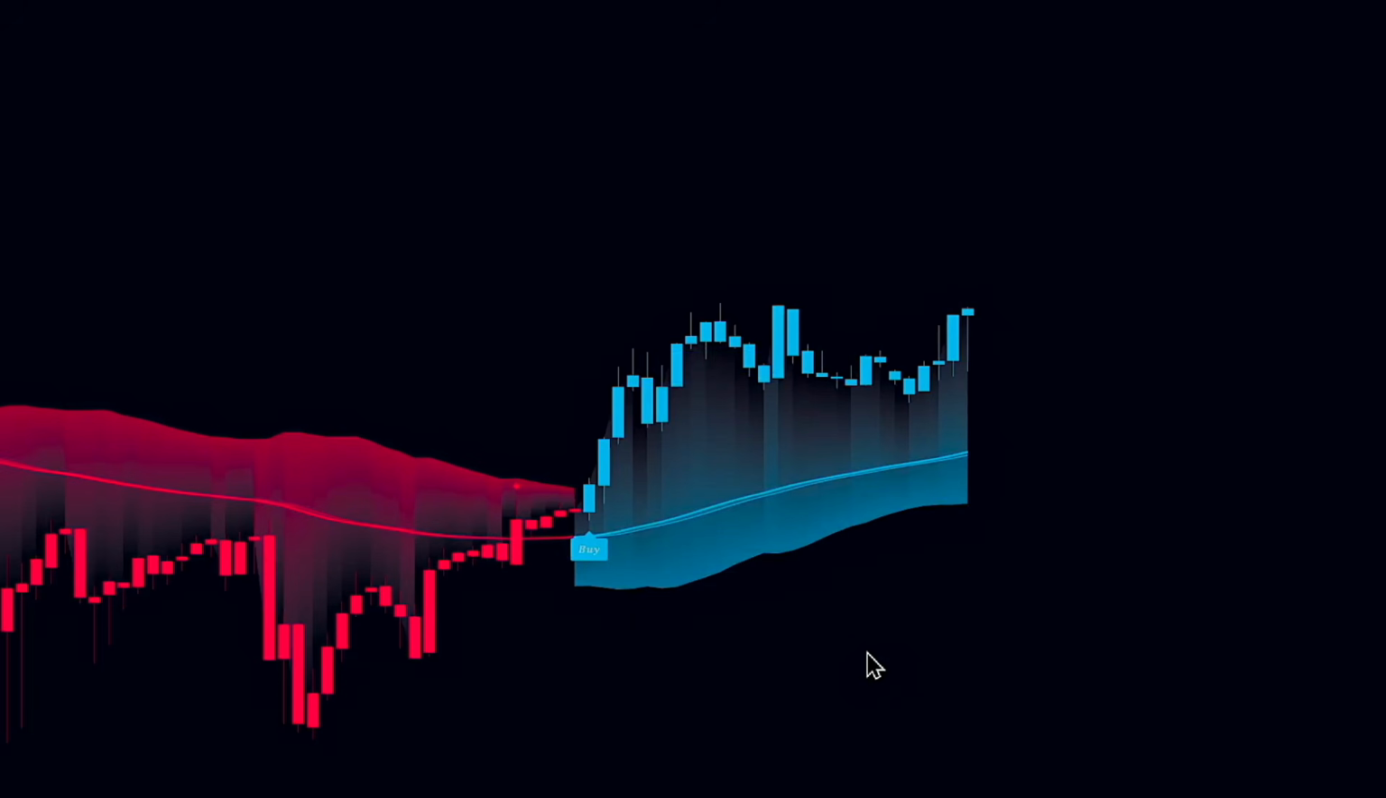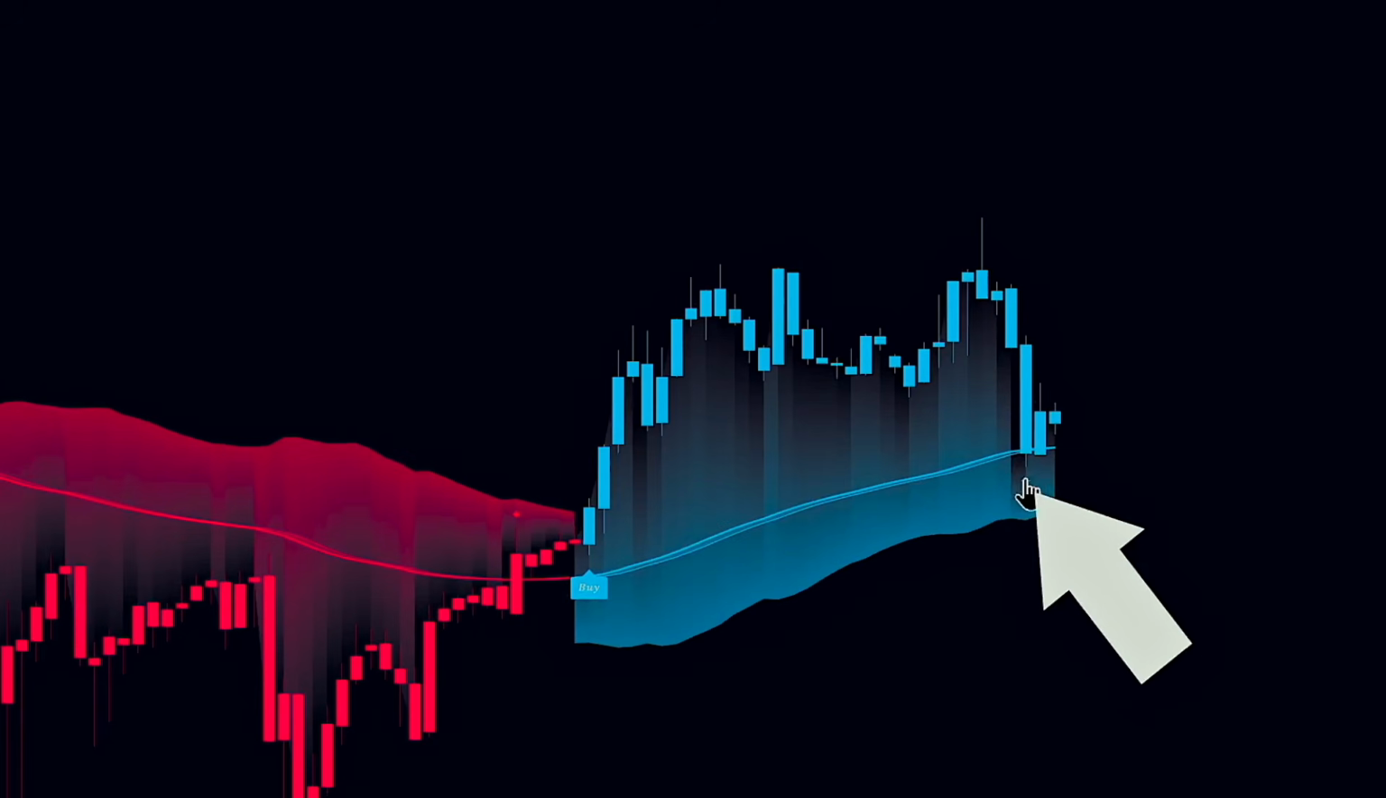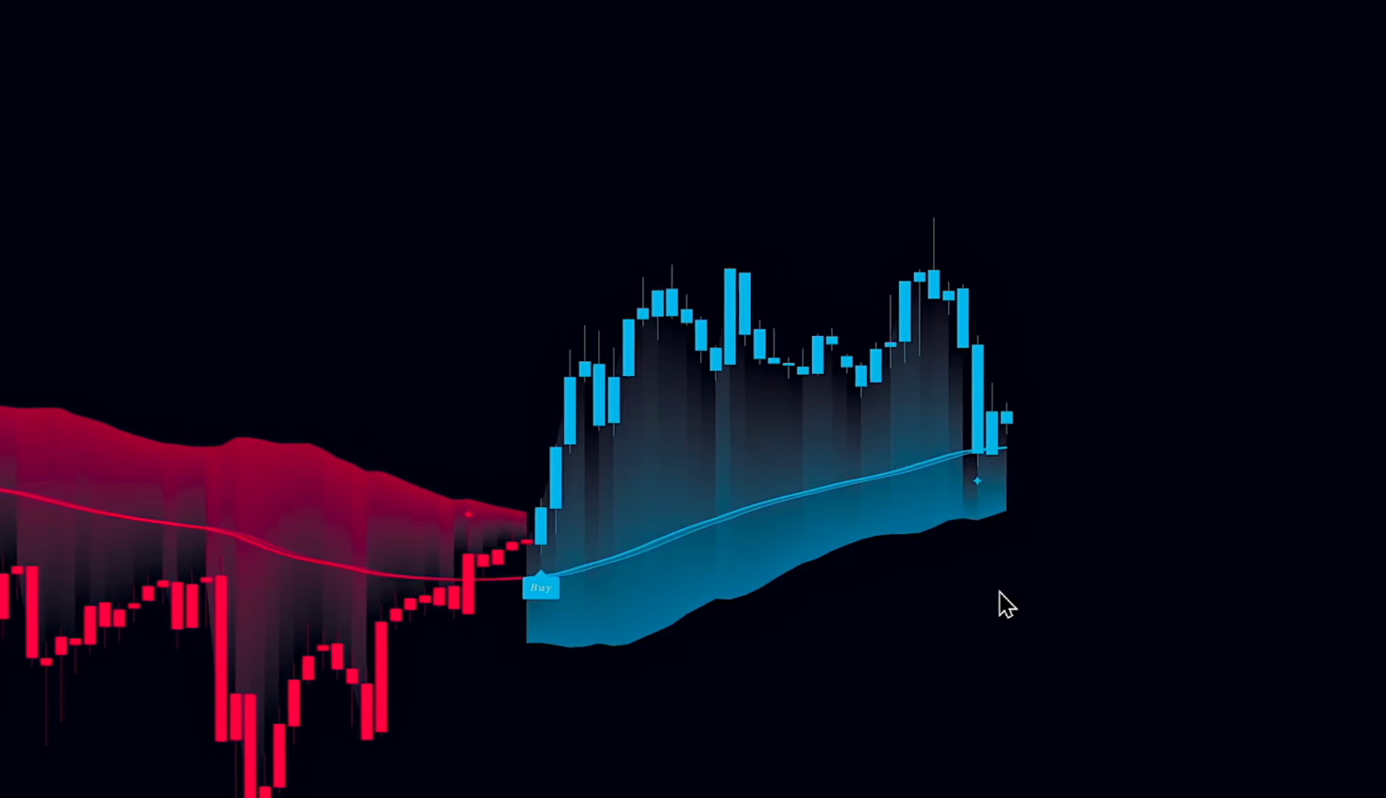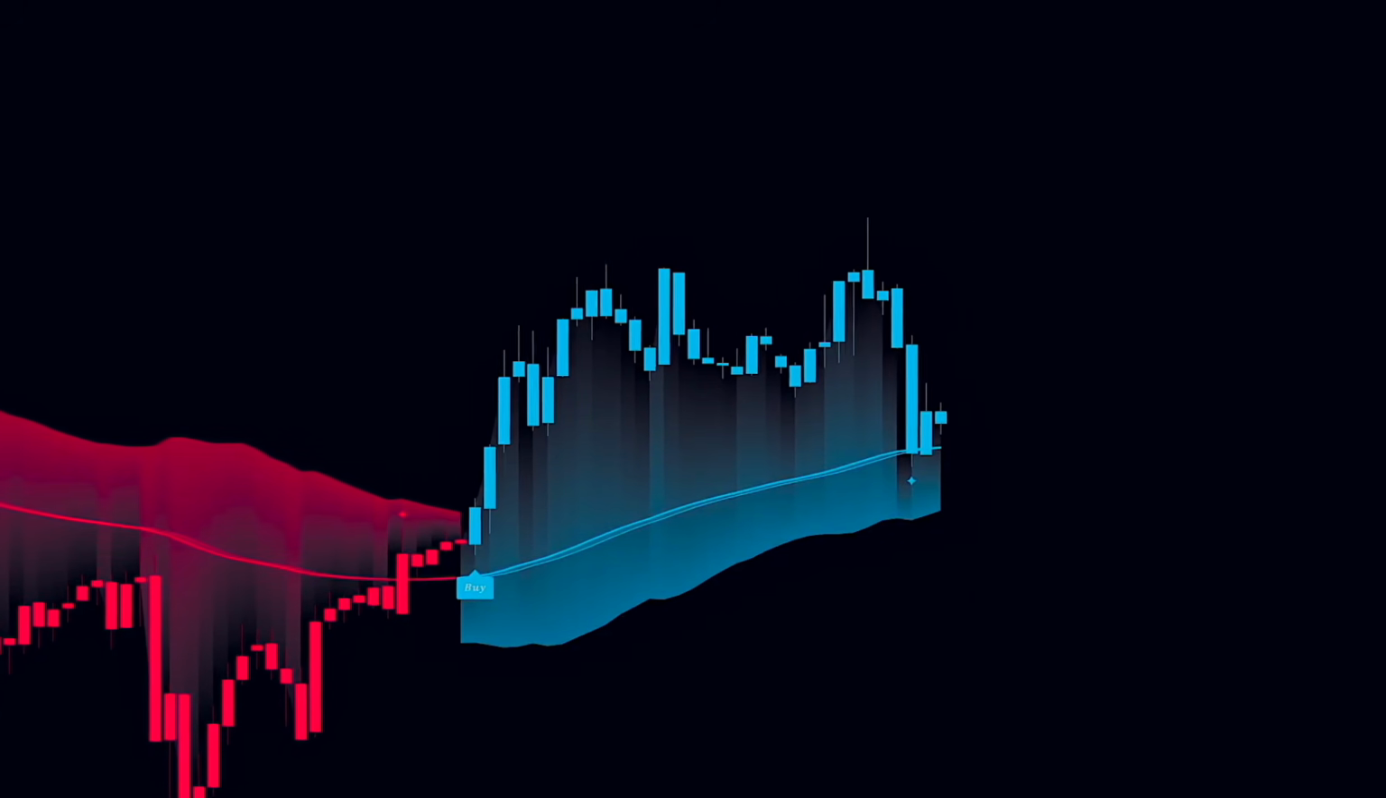The second entry is the cleaner setup, and honestly, this is the one I prefer. Wait for a pullback. Once the market is already in a bullish regime, let price retrace back down toward the baseline. When that happens, you'll often see a diamond marker appear. That's your signal that price has retested the baseline while remaining inside the bullish structure.